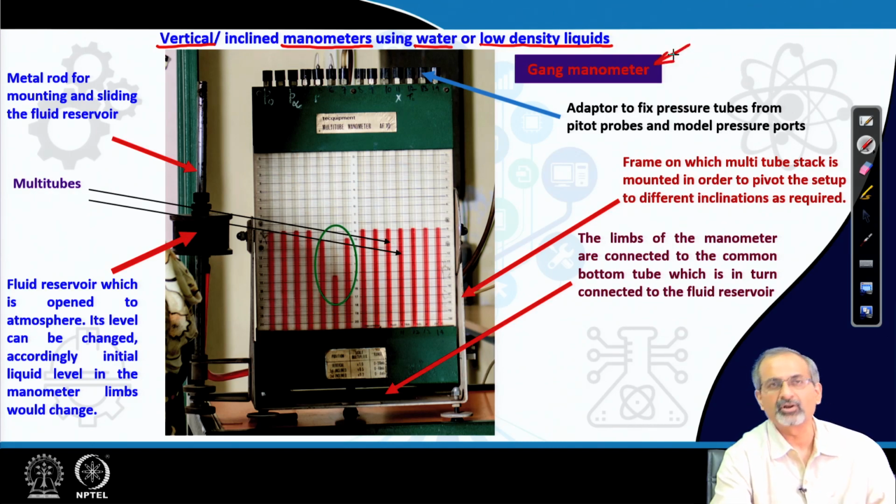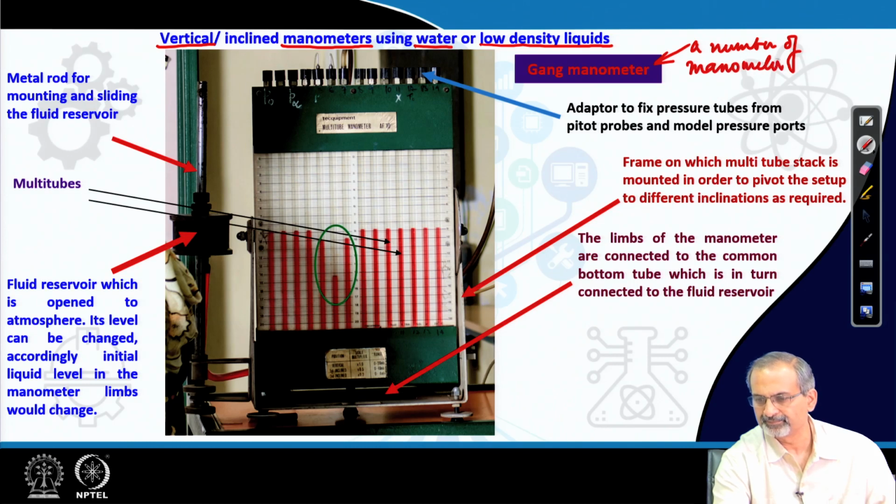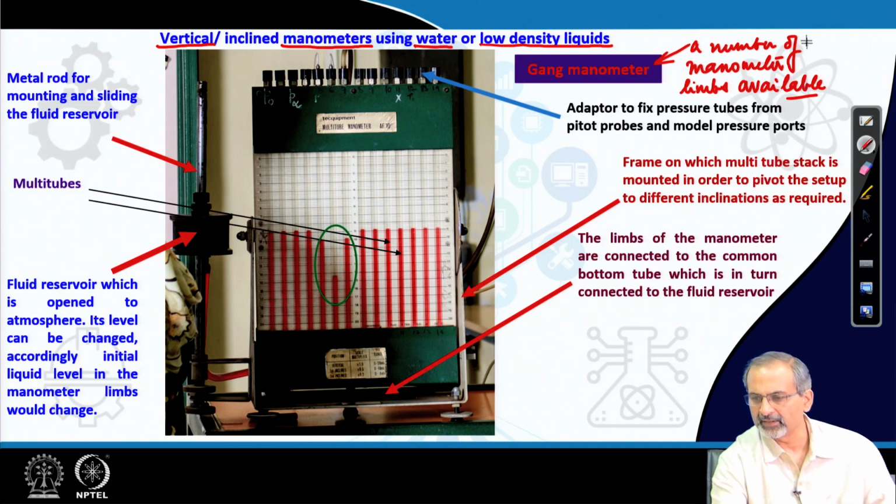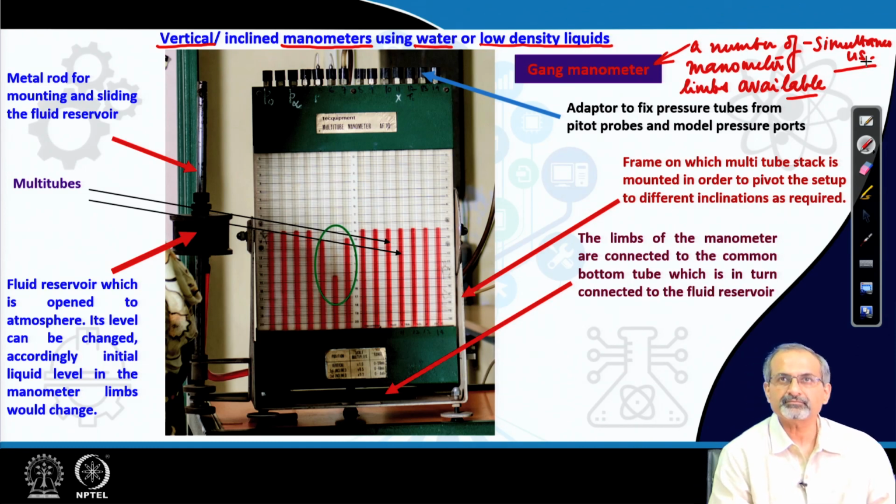What we are looking at is what is called a gang manometer, where we have a number of manometer limbs available, so that we can simultaneously acquire pressure from many points, which can include pressure probes, which can include pressure ports located on models, etc. That means, the advantage is simultaneous acquisition of pressure from many points. Let us have a quick look at the morphology, the main elements of a manometer.